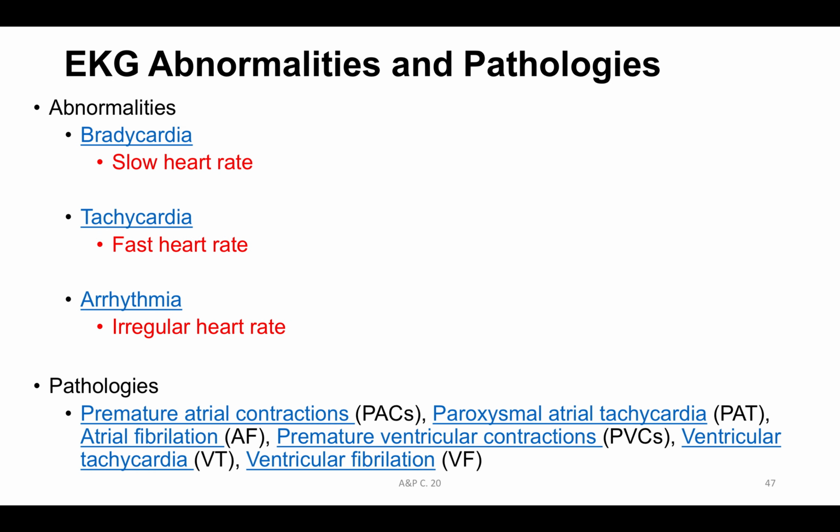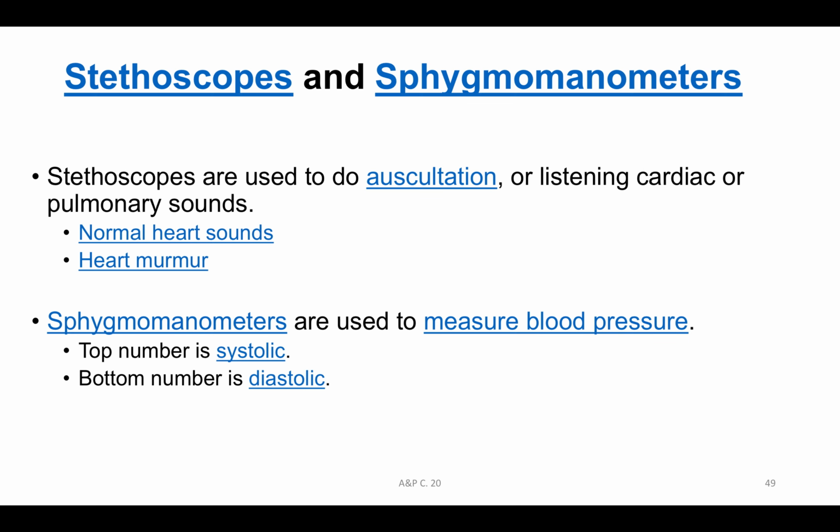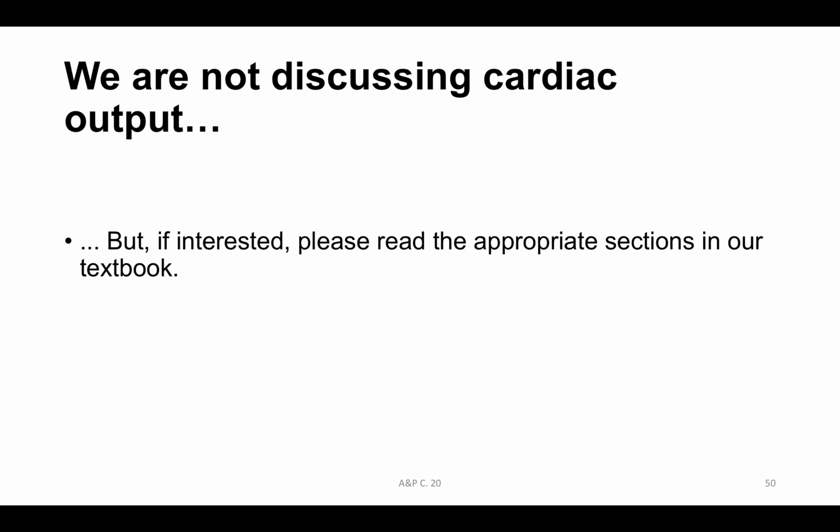And then we took a look at what was happening if our EKGs were abnormal. So you can have bradycardia, which is a slow heart rate, tachycardia, which is a fast heart rate, or arrhythmia, which is an irregular heart rate. We talked about to listen to our heart, we use a stethoscope, and to measure our blood pressure, we use a sphygmomanometer. And that's all for the heart.